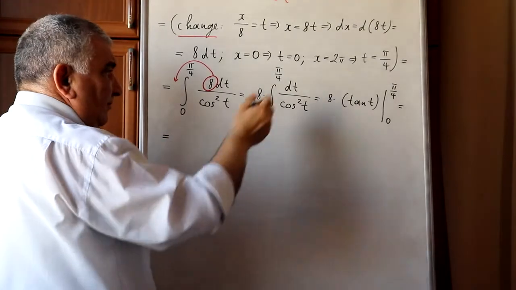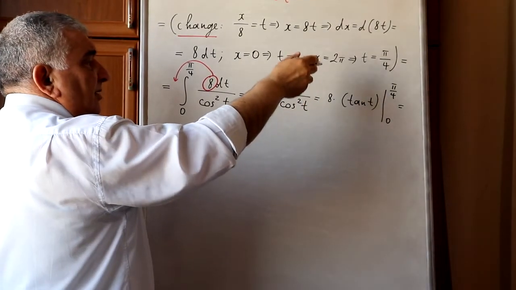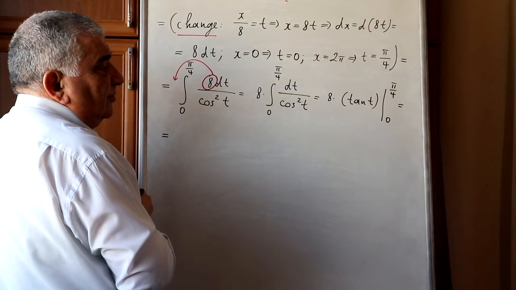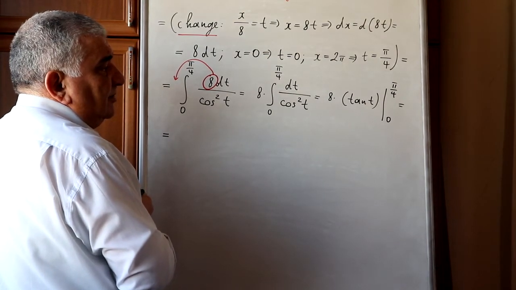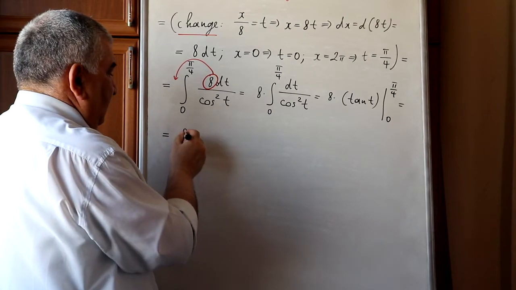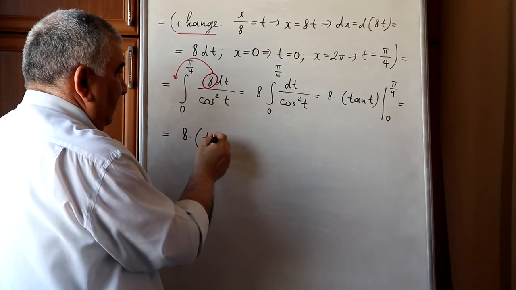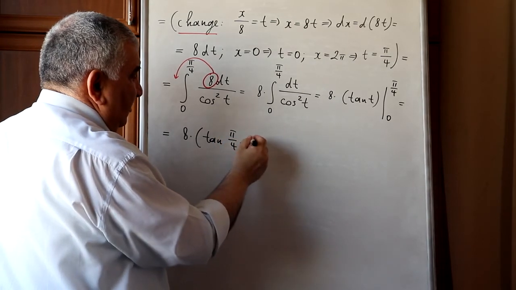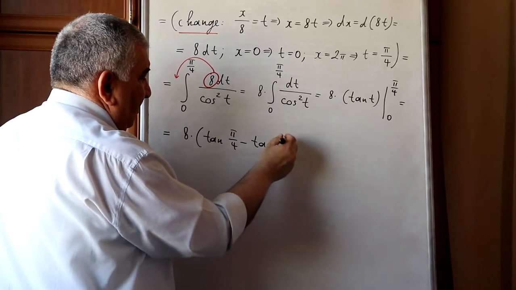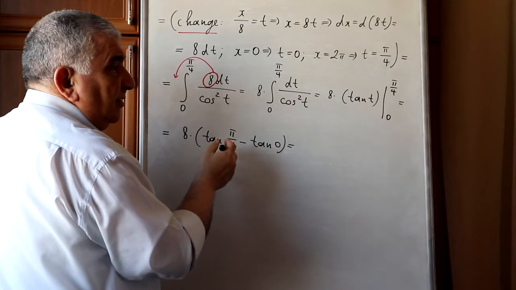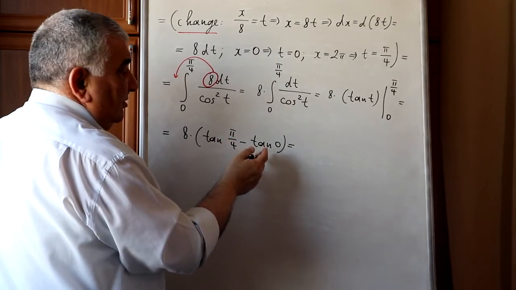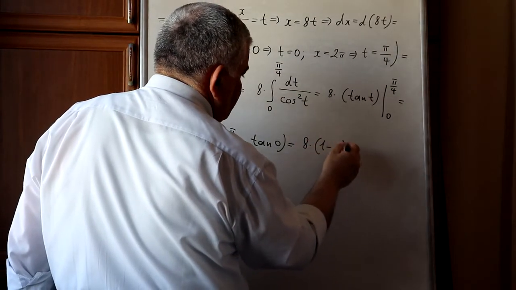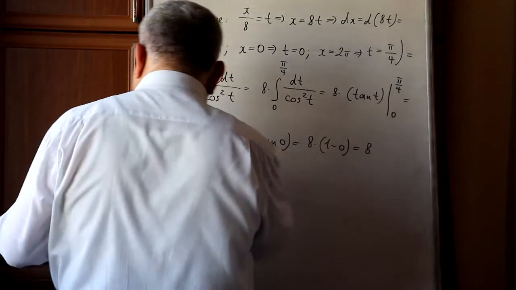First substitute pi over 4 instead of t, and then substitute 0 instead of t. 8 multiplied by tangent of pi over 4 minus tangent of 0. Tangent of pi over 4 is 1 and tangent 0 is 0. 8 multiplied by 1 minus 0 is 8. Our answer is 8.